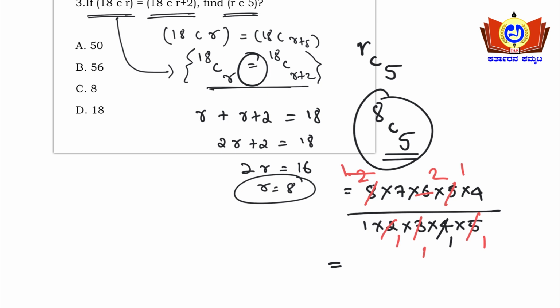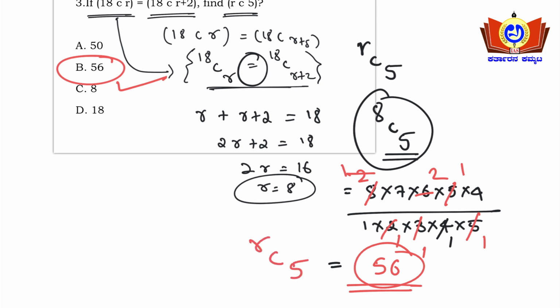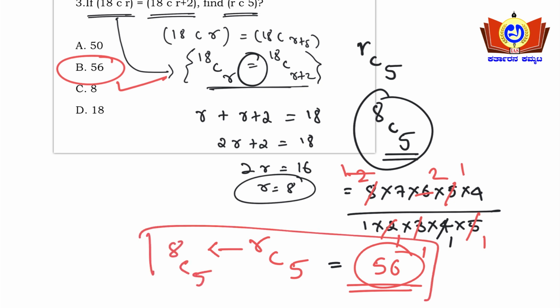No. Okay, so what is remaining here? 7 2s are 14. Okay, and 56. So 56 is the answer here. Okay, 56 is the answer here. Find 8C5. 8C5 is nothing but 56, where the value of n is 8. So 8C5 is 56 here. Simple, right? So moving on to the next question.